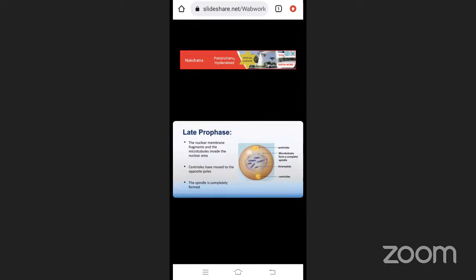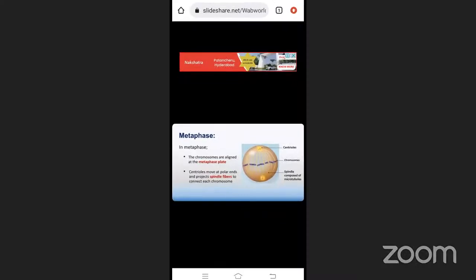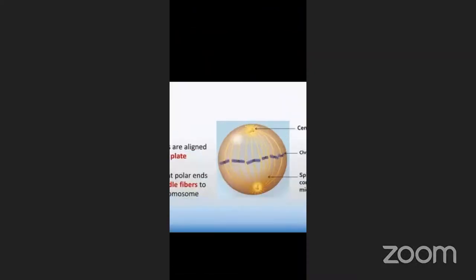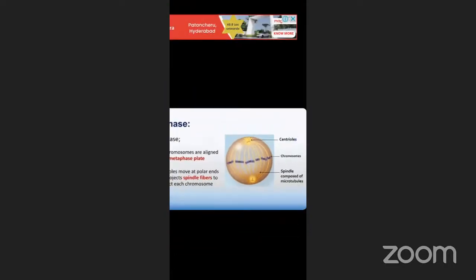These chromosomes move towards the equatorial plate and get arranged in the equatorial plane. That's why we call it the equatorial plate, or metaphasic plate. You see here, all the chromosomes are arranged in the center of the cell. This is metaphase.